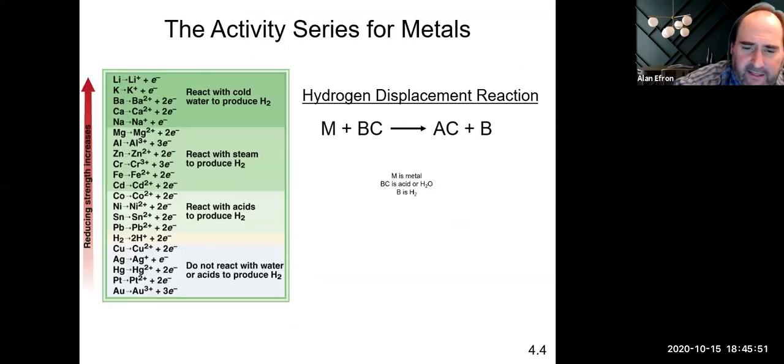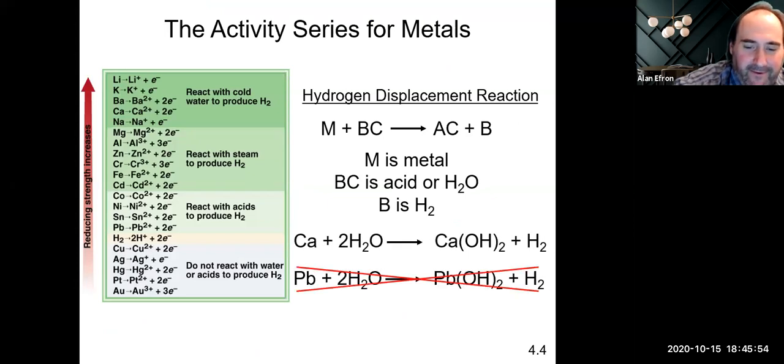Here's a fancy list here. We can look at it here, but most activity series looks almost just like the left-hand side, just a list of elements. And again, anything higher on the list usually can replace somebody lower on the list, and anybody lower on the list cannot replace somebody higher on the list. So for example here, we look at hydrogen displacement reactions. Hydrogen is a little bit different. In certain cases, water is all you need. In some cases, you need an acid to make it happen.